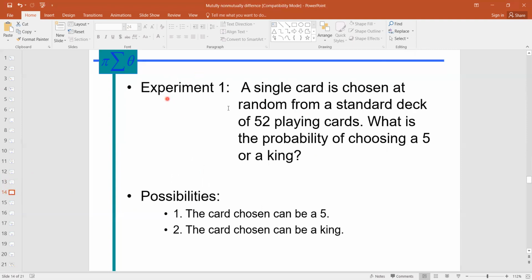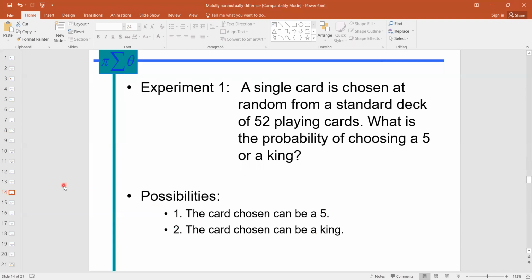So let us take an experiment. A single card is chosen at random from a standard deck of 52 playing cards. What is the probability of choosing a 5 or a king? Now you can say the possibilities of this experiment can be: the card chosen can be a 5, the card chosen can be a king. But 5 and king cannot occur at the same time.